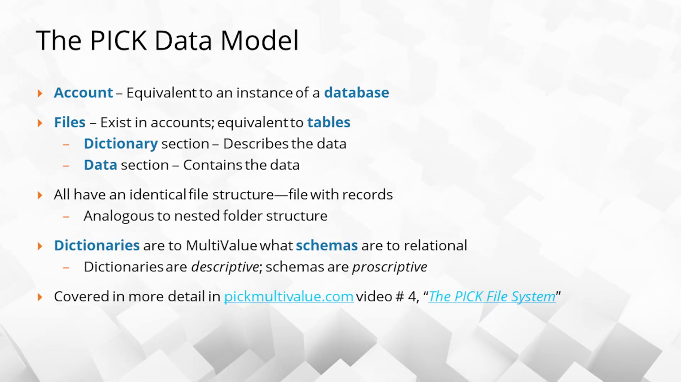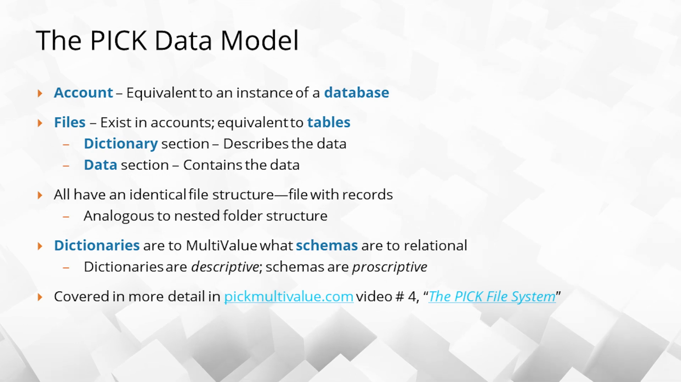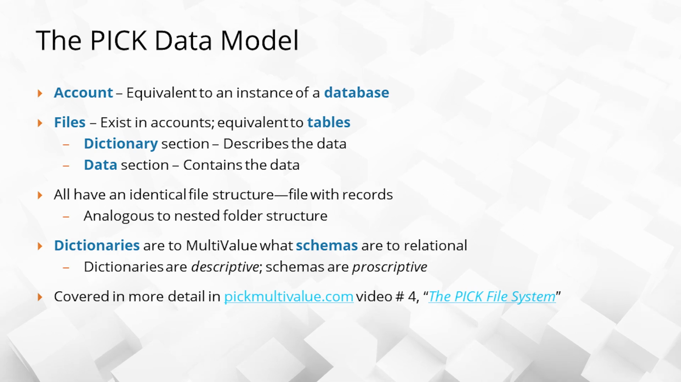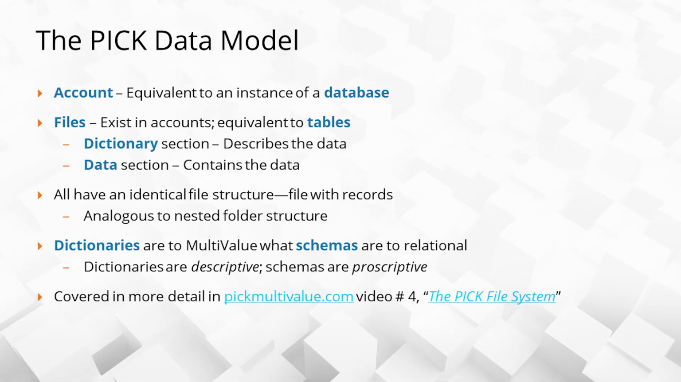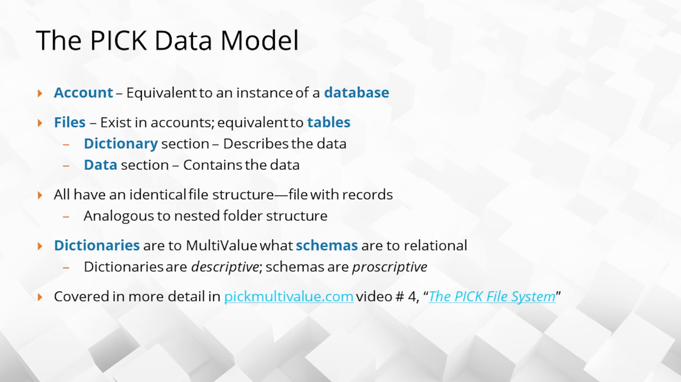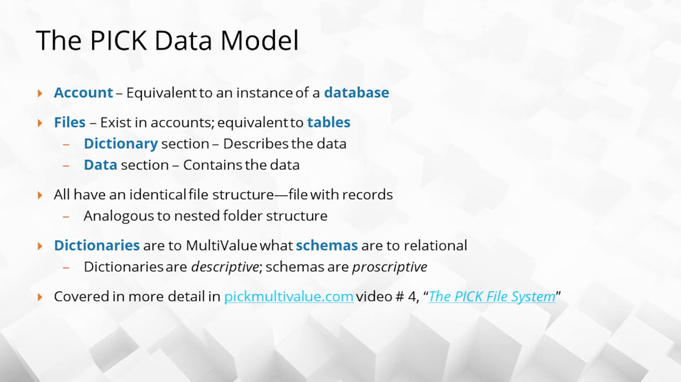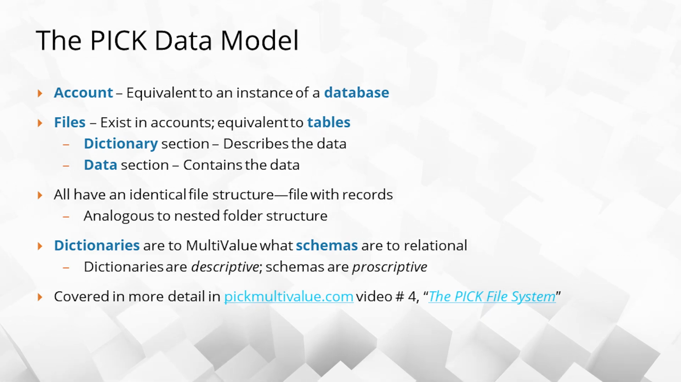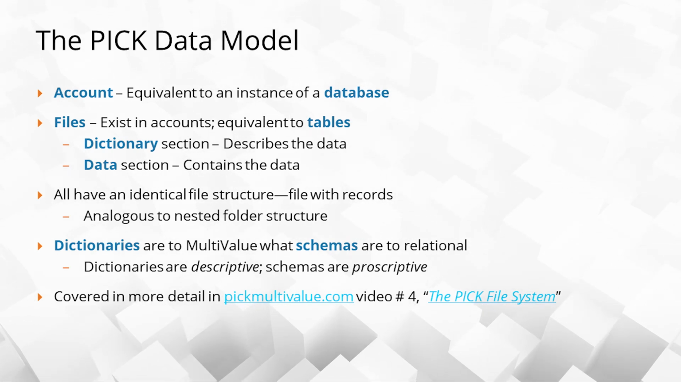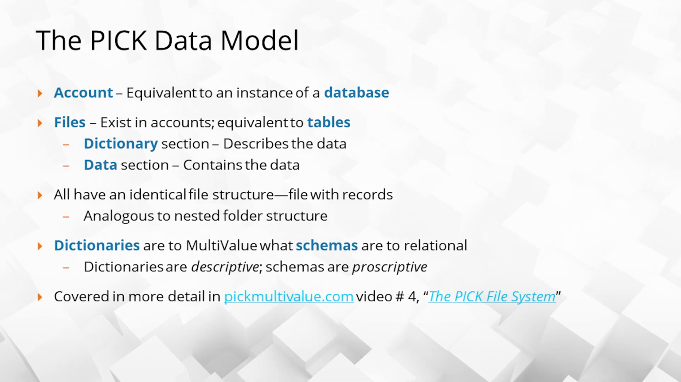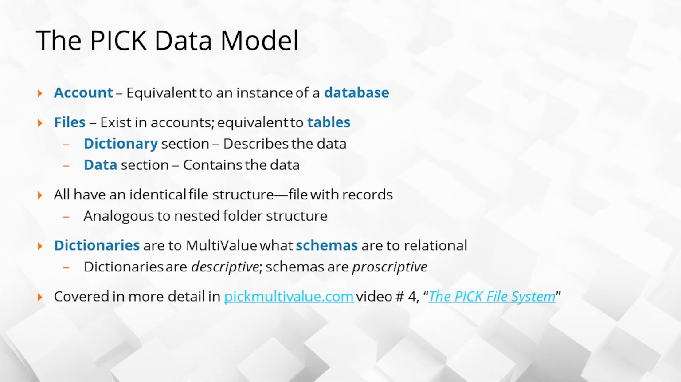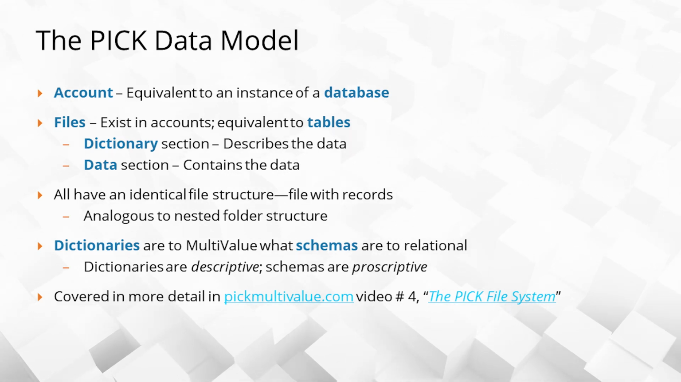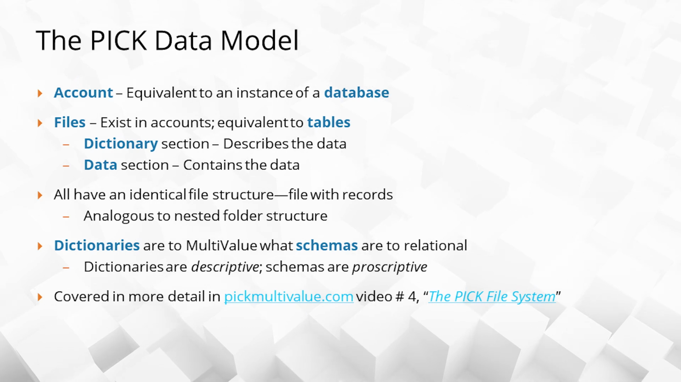The PICK data model starts with an account, which is analogous to a database in one of the relational style database systems. Basically, it's just a collection of files, which is the next level down. We have files, which are part of an account and are the equivalent to tables in a relational system. And the file really has two sections. A dictionary section that describes the data, and a data section, or more than one data section, which contains the data. All of these, the account, the dictionary, the data files, have an identical file structure.